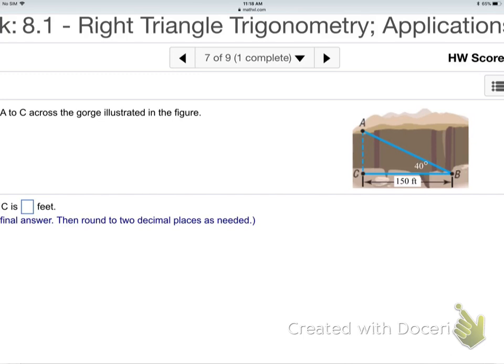All right, so let's try this one. They want us to find side AC, which is right here. That's what they're asking us to find. Yeah, it's a little rough to see. Here, I can just redraw it like this. Basically, this is a 40-degree angle. This is 150, and they want us to find that X there.